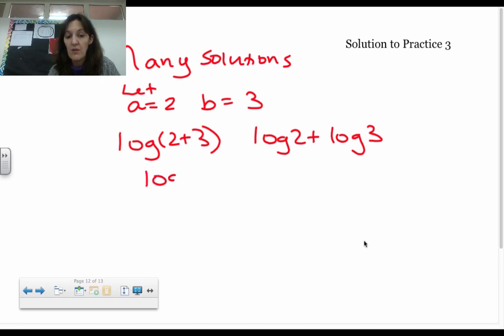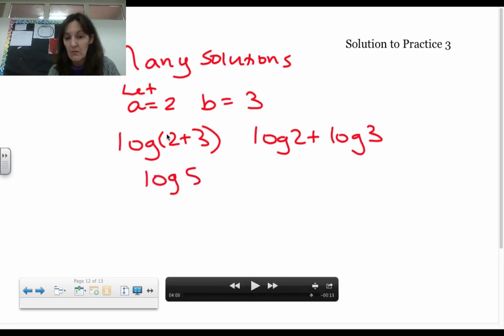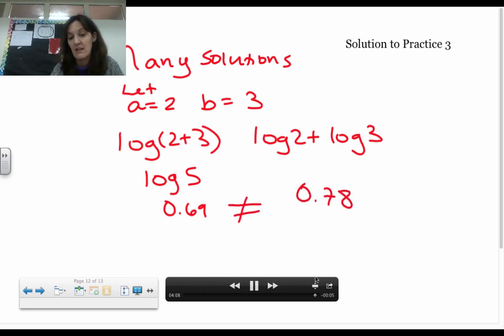So we know, before we even get into this, the rule: log of 2 times 3 is actually log 2 plus log 3. So we're proving that this is wrong, that it's not the same, that the rule we have is actually right and this one is wrong. So I take the log of 5, and I get 0.69. And then I take the log of 2 plus the log of 3, and I get 0.78. And they are not the same.